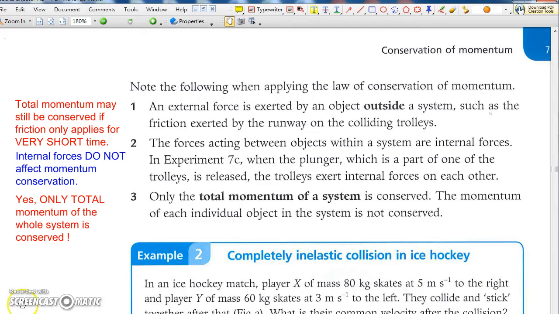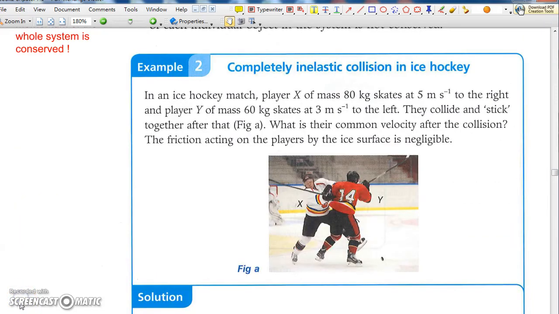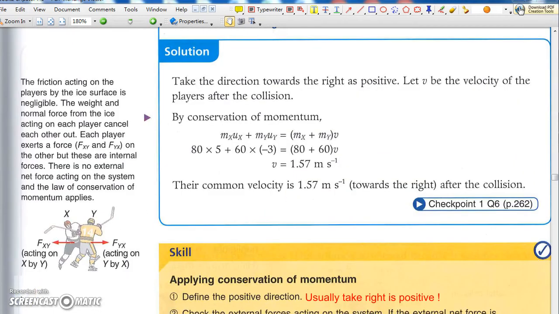In example 2, two ice hockey players collide and stick together. They travel in opposite directions before colliding, and so the initial velocity to the left is taken to be negative. Their common final velocity is found to be positive, towards right in this case. As we know the initial and final velocities, we may find the force acting on each of them as well.